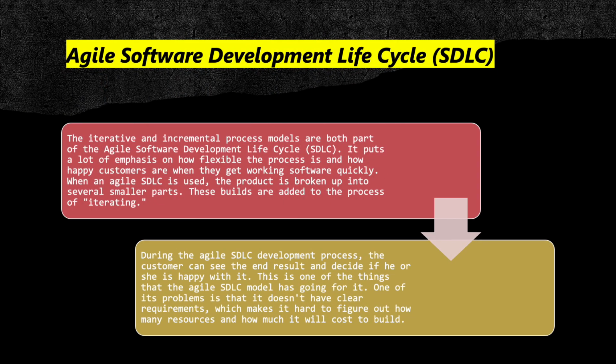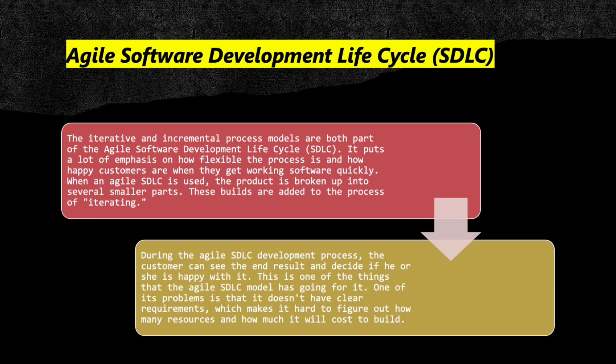The Agile software development lifecycle combines iterative and incremental process models into a single workflow. It places an emphasis on the process's adaptability as well as the delight of customers through the swift delivery of working software products. The product is broken up into a series of smaller increments when using an Agile SDLC. These builds are incorporated into the iterative process. To ensure client satisfaction, Agile allows them to view progress toward completion. The Agile software development lifecycle model benefits from this.